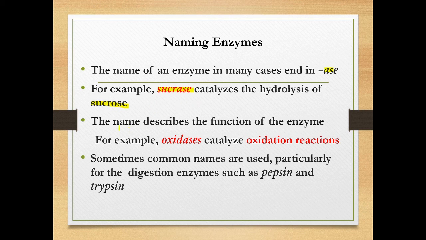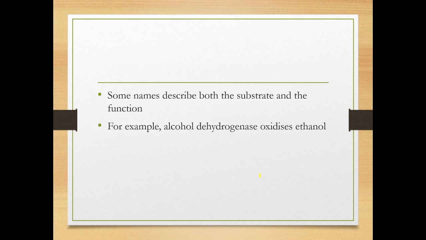Likewise, the name describes the function of the enzyme. For example, oxidases, which means what? Oxidation reactions. It catalyzes the oxidation reactions. Sometimes common names are also used, particularly for digestive enzymes such as pepsin. Pepsin catalyzes the breakdown of peptide bonds, and also trypsin. Both trypsin and pepsin are protein digesting enzymes. So they are commonly used like that.